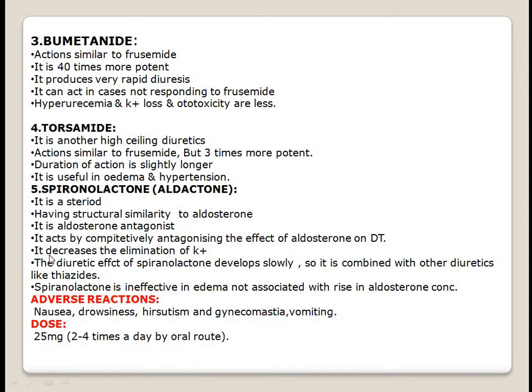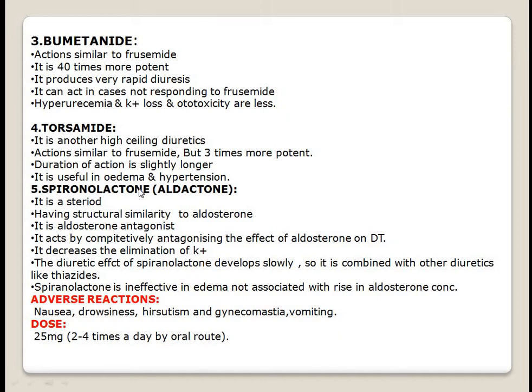Spironolactone is ineffective in edema not associated with raised aldosterone concentration, and the diuretic effect of spironolactone develops slowly, so it is combined with other diuretics like Thiazides. It decreases the elimination of potassium. Since this drug is slow, it is combined with other drugs like Thiazides to show its mechanism of action effectively. This is all about spironolactone, the aldosterone antagonist.